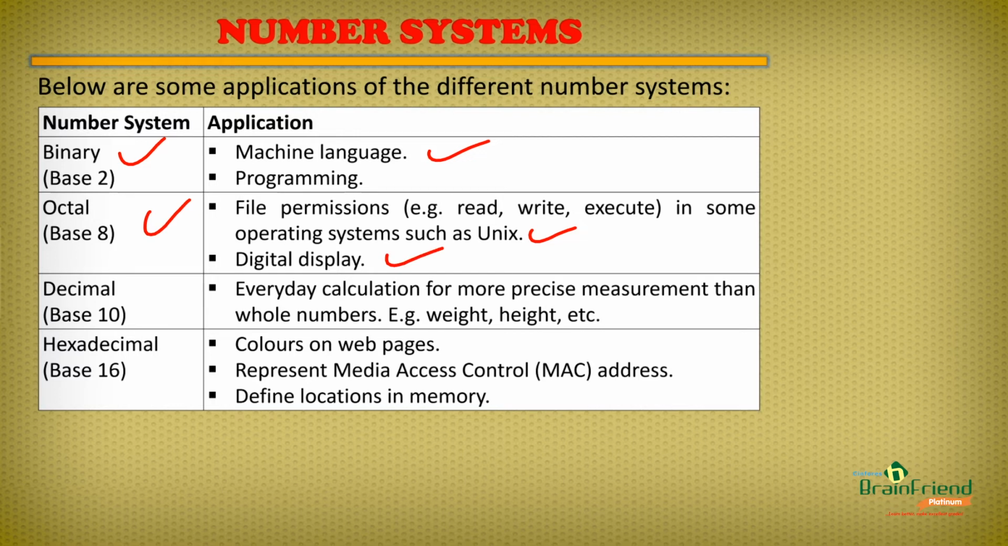Then the decimal number system, which is also base 10, is applied in everyday calculation for more precise measurement than whole numbers. For example, weight, height, and many more. And finally, the hexadecimal, which is also known as the base 16, is applied in colors on web pages and to represent media access control, which is the MAC address. Also is used to define locations in memory. These are the applications of the number systems we have in computation.